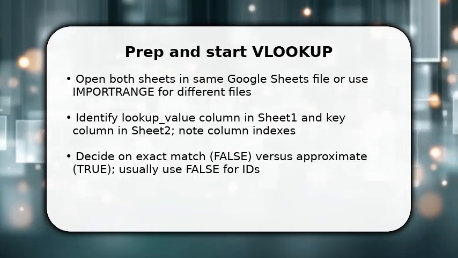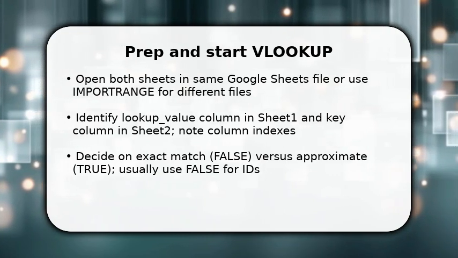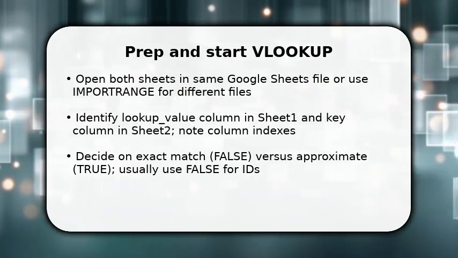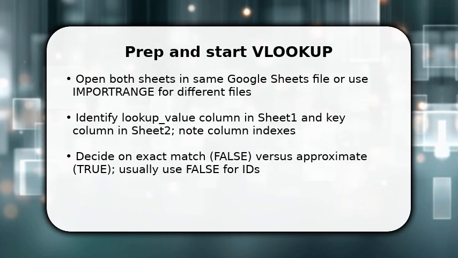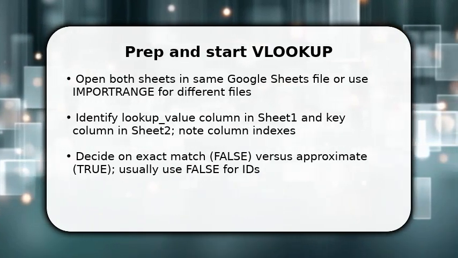You begin by placing the lookup in the sheet where you need results. Select the cell, then type equals VLOOKUP. Use the cell with the lookup value from sheet 1 as the first argument.